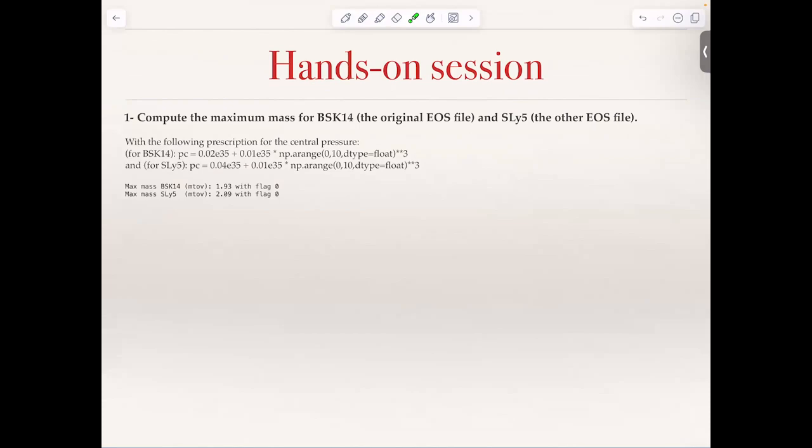Okay, so here is a proposal. Of course, there are as many solutions as you guys. If you are considering BSK 14, then you can take 10 points with this prescription. And if you consider SLY 5 as the equation of state, you can take this prescription. What I obtain with this is a maximum mass of 1.93 for BSK 14 and 2.09 for SLY 5.